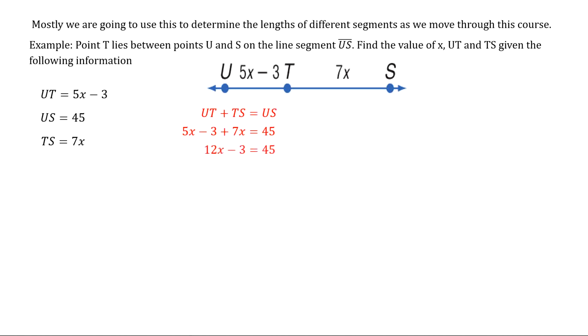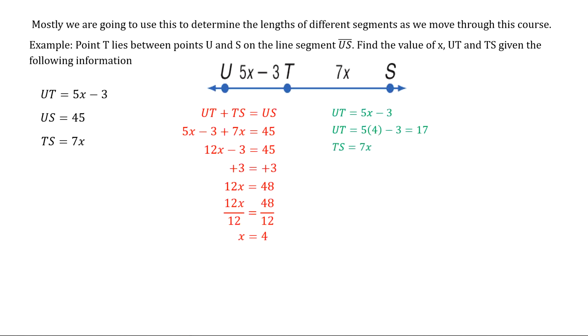So we go through our steps. We combine our like terms, then move 3 to the other side, so we end up with 12x equals 48. We divide both sides by 12 to get x by itself, and we find out x equals 4. As part of the question, we wanted to find the value of x, so we're 1/3 done. X was 4. For the measurement of UT, we plug 4 in for x: 5 times 4 minus 3 is 17. So that's what UT measured.